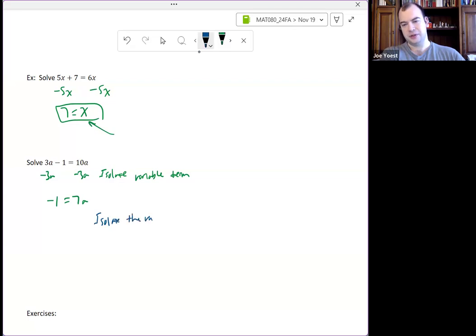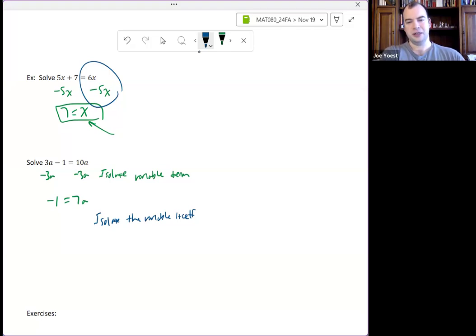Isolate the variable itself. I need to get a by itself. I was fortunate up here that it just so happened that my coefficient of the variable turned out to be 1 and I didn't have to do any extra work. But more generally, I'll have to do this extra step.